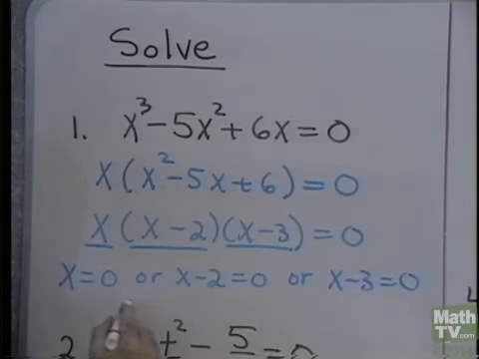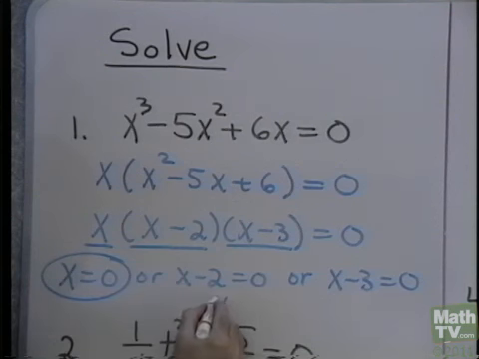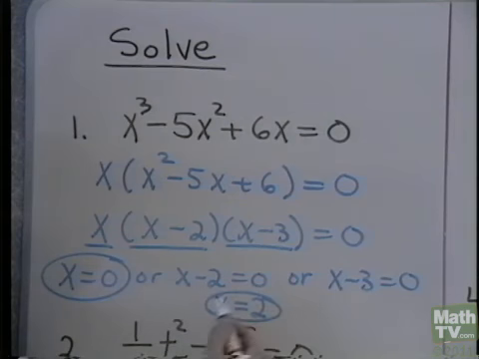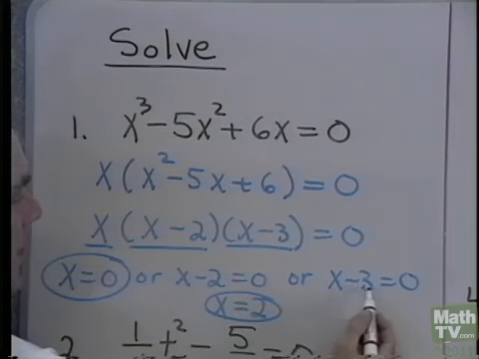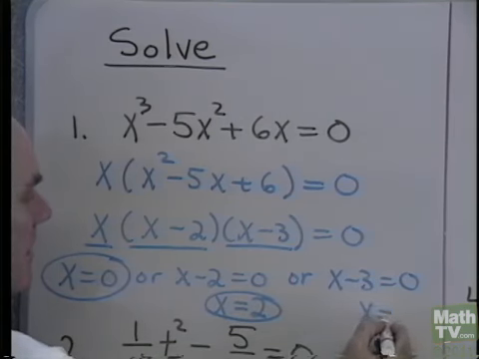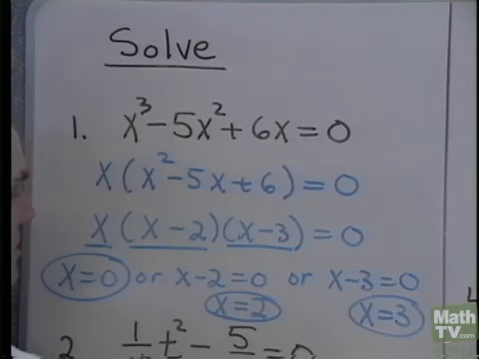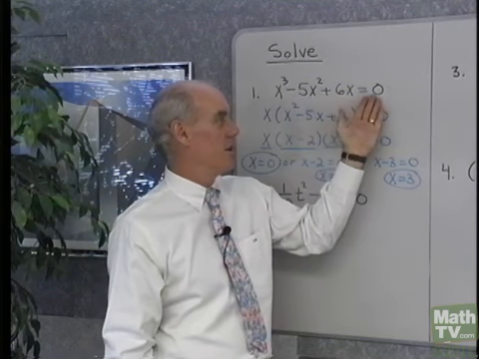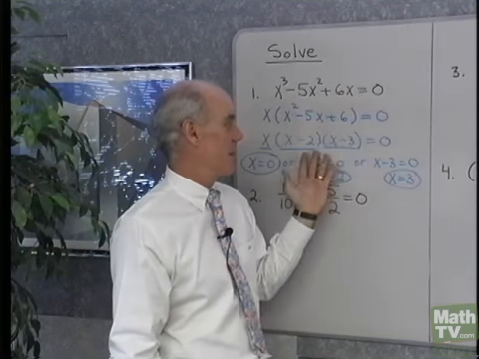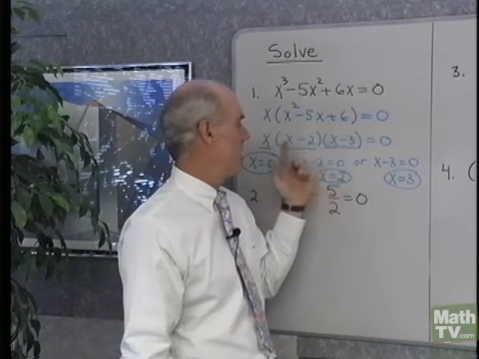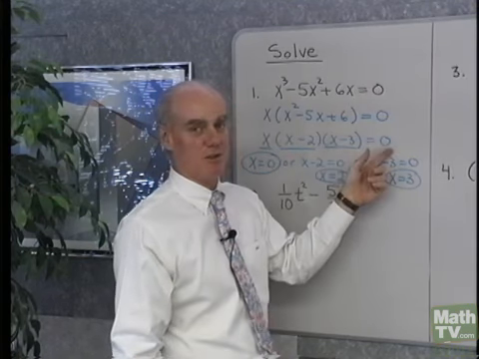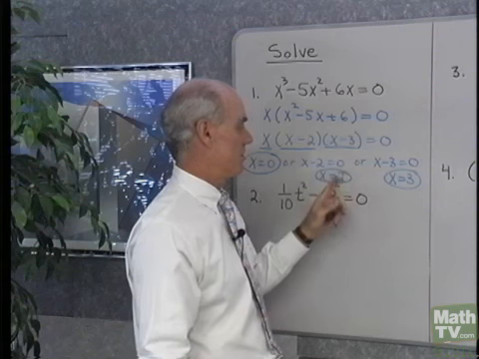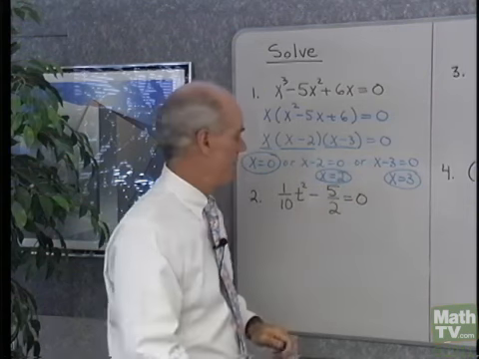So my solution set here is x equals 0. x minus 2 equals 0 means that x is equal to 2 when I add 2 to both sides of that equation. And then x minus 3 equals 0 means that x is equal to 3. So there's my third solution. So I have a polynomial equation right here in standard form. I factor the left side, and then once I get it factored completely, I set each of the factors equal to 0. Each of those factors being 0 gives me one solution to the equation.